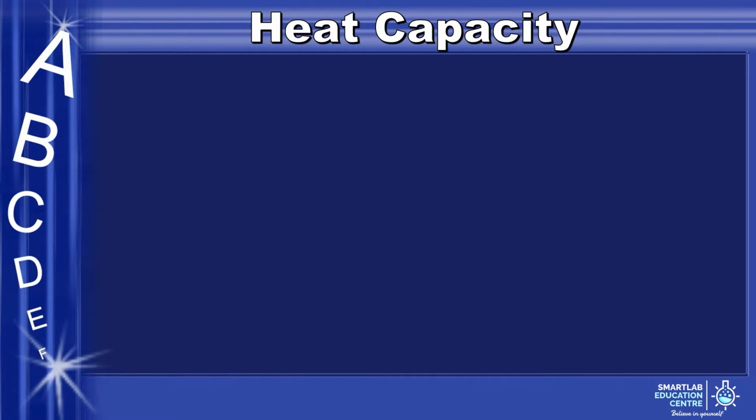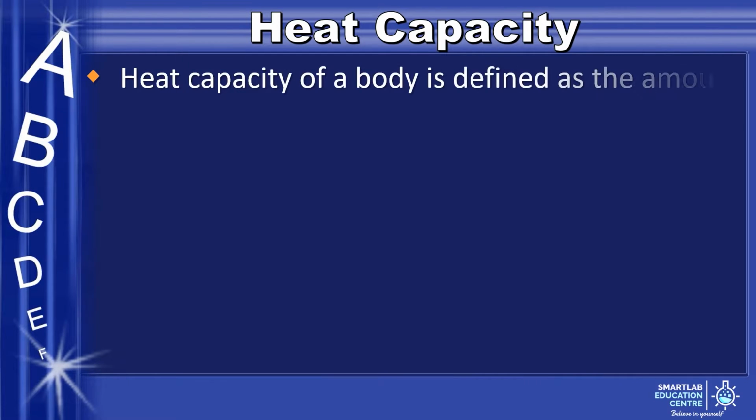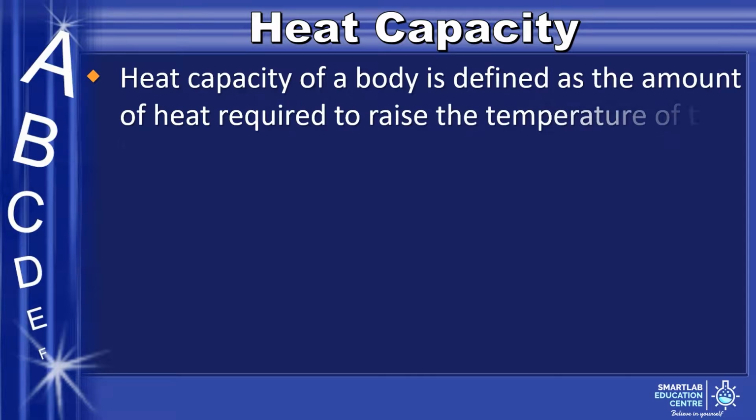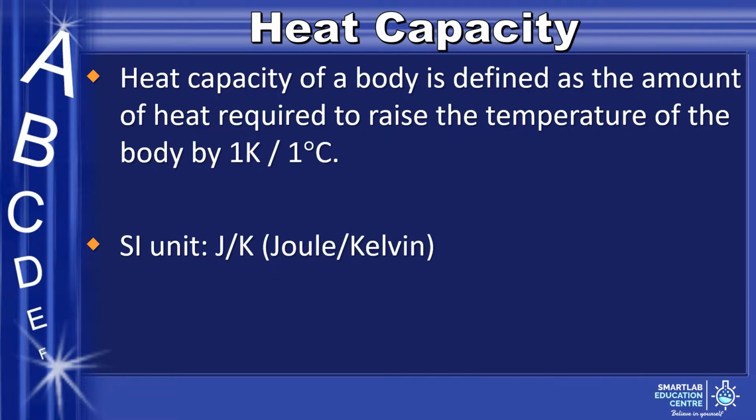Every substance has a heat capacity. But what is heat capacity? The heat capacity of a body is defined as the amount of heat required to raise the temperature of the body by 1 Kelvin or 1 degree Celsius. The SI unit of heat capacity is Joule per Kelvin.